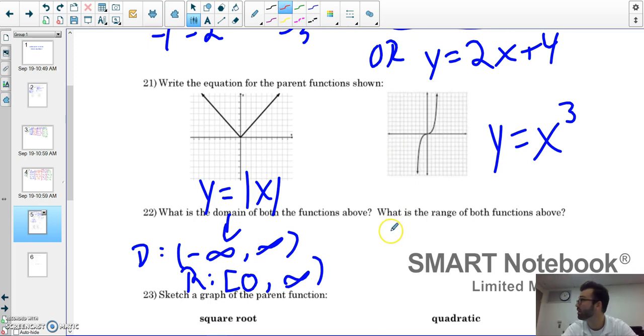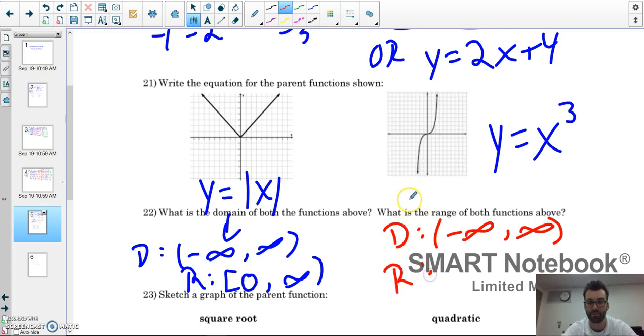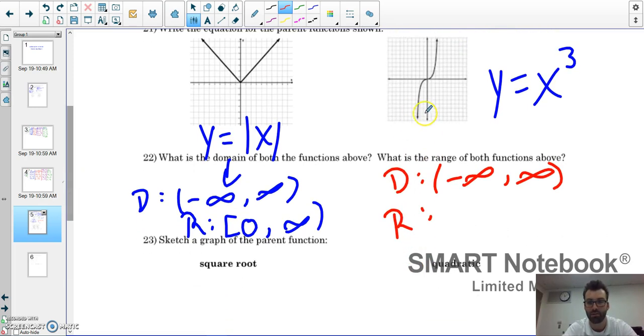Domain here. I can cube any number. You can cube any positive or negative number. So our domain is -infinity to infinity. Range is bottom to the top. If I look at my range, this is going on forever, so my range is also -infinity to infinity.